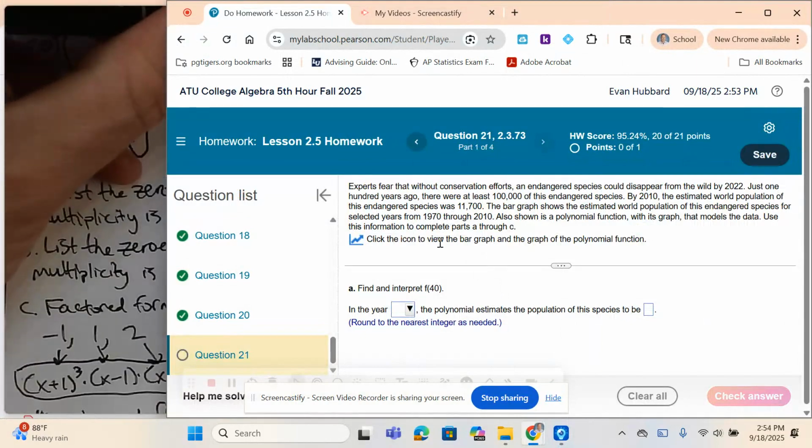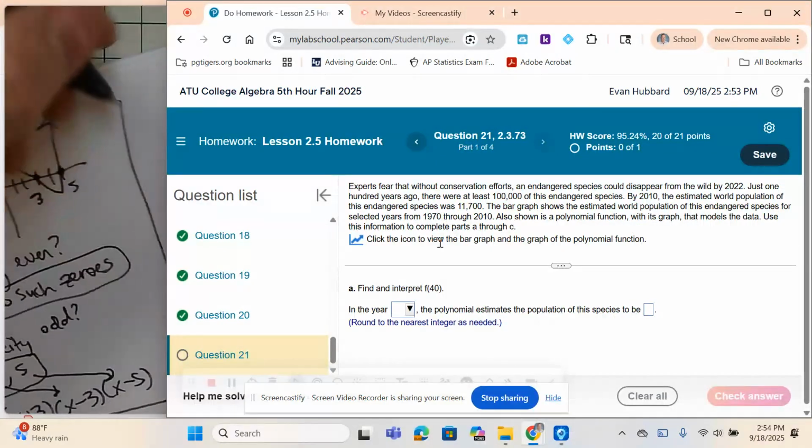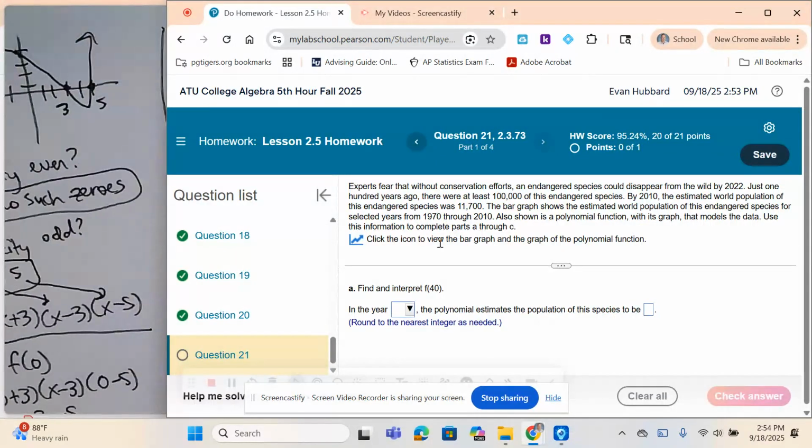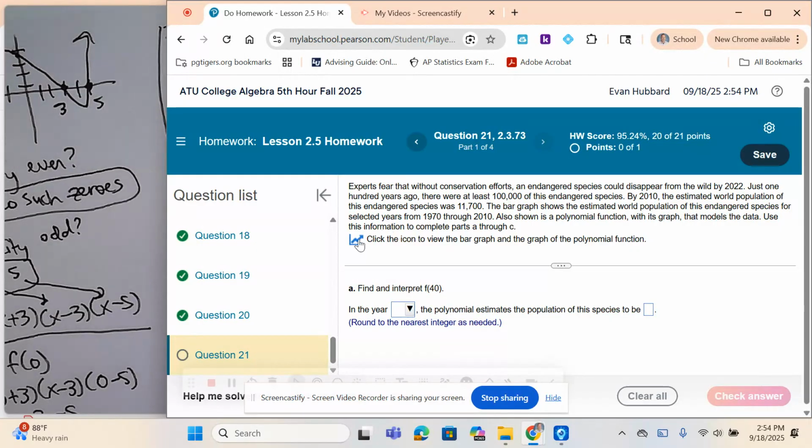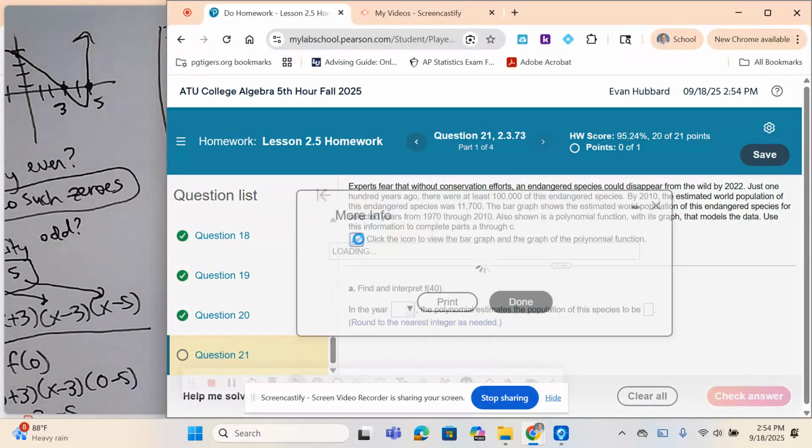Okay. 21. Experts fear that without conservation efforts, an endangered species could disappear from the wild by 2022. Just 100 years ago, there were at least 100,000 of these endangered species. By 2010, the estimated world population of the endangered species was 11,700. The bar graph shows the estimated world population of this endangered species for 1970 to 2010. Also, a polynomial function with its graph models the data. Use the information. Find and interpret f of 40.